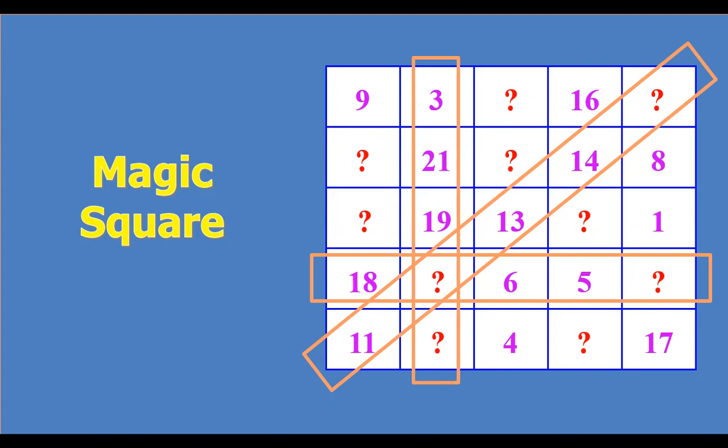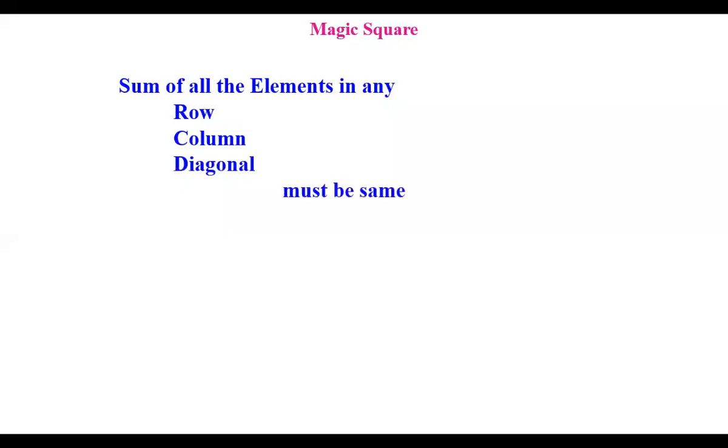Here I am going to give you a trick with which you can fill this entire magic square, a 5 by 5 magic square, in just 1 minute. Are you not believing? Just look at this. A magic square is one where the sum of all the elements in any row, column, or diagonal must be the same. That is the rule. Now we are going to see how a magic square is filled.